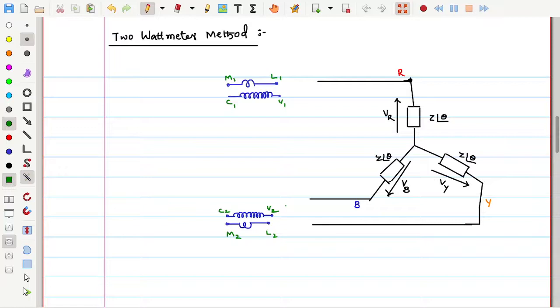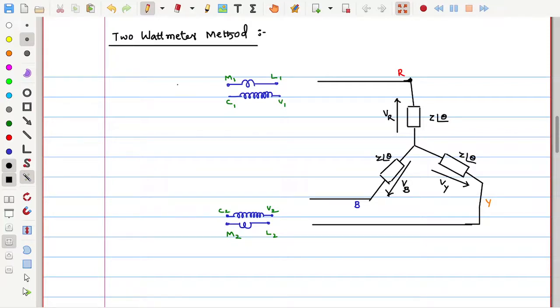We have two wattmeters. Each wattmeter has a current coil and a voltage coil. The logic for how we connect these wattmeters is to choose any two phases, either R phase and Y phase, or R phase and B phase, or B phase and Y phase. It's your wish, any two phase lines. I am choosing, for convenience, R phase and Y phase.